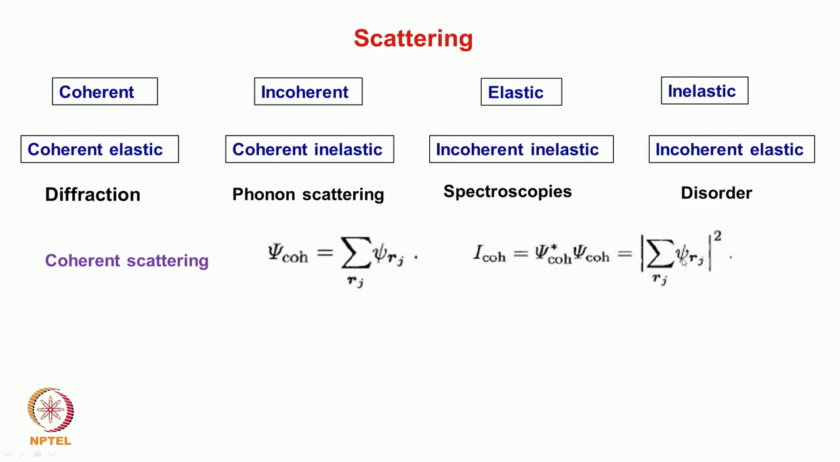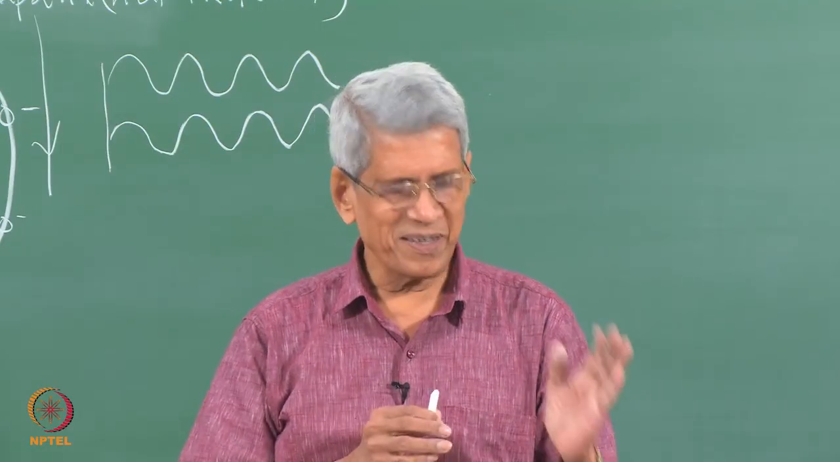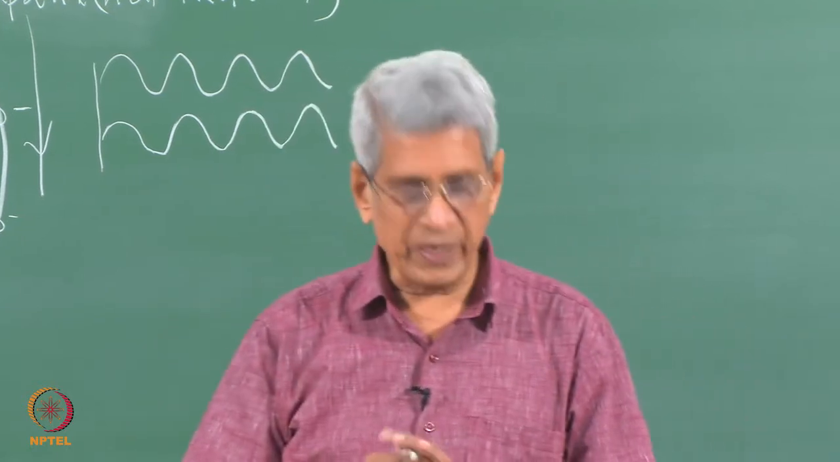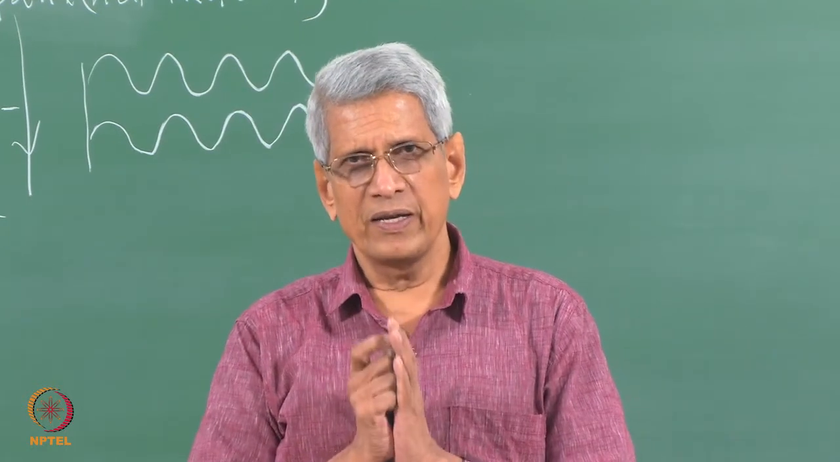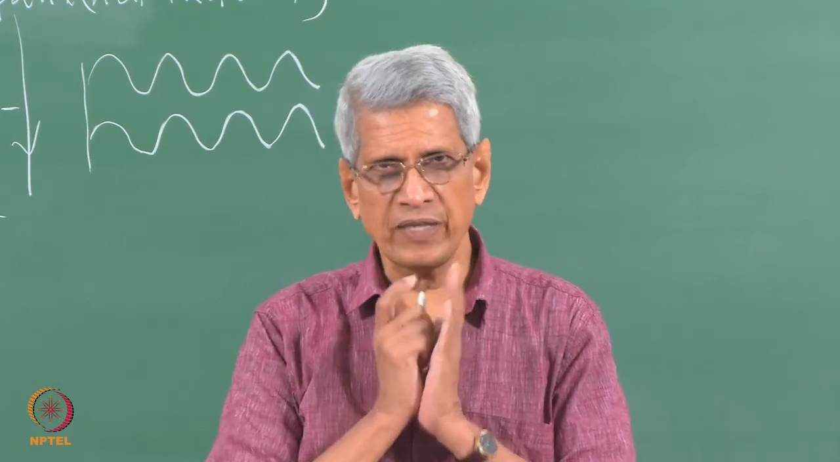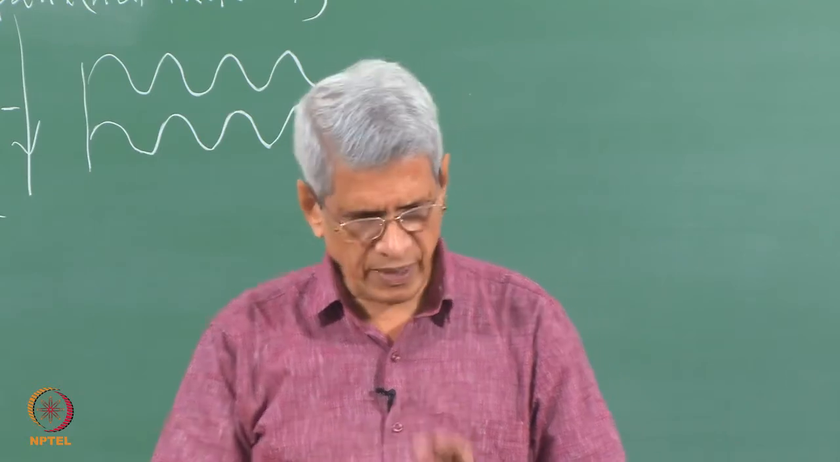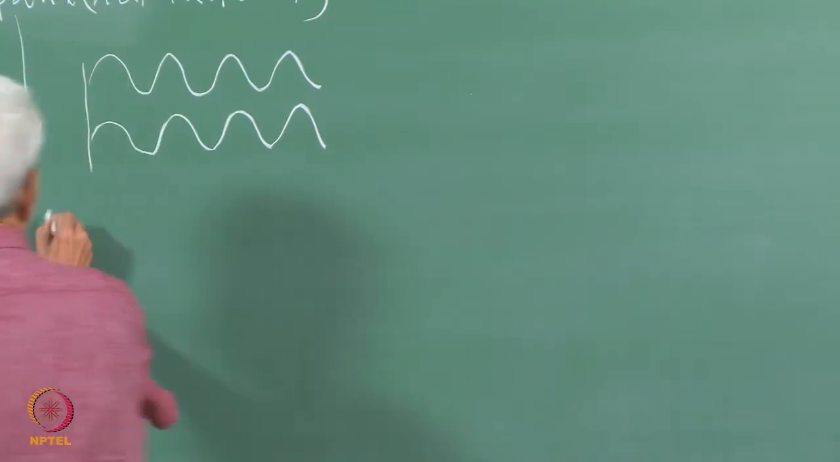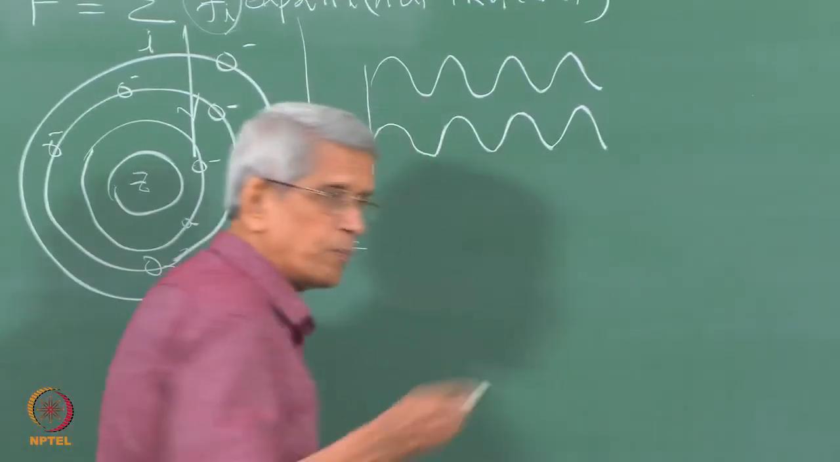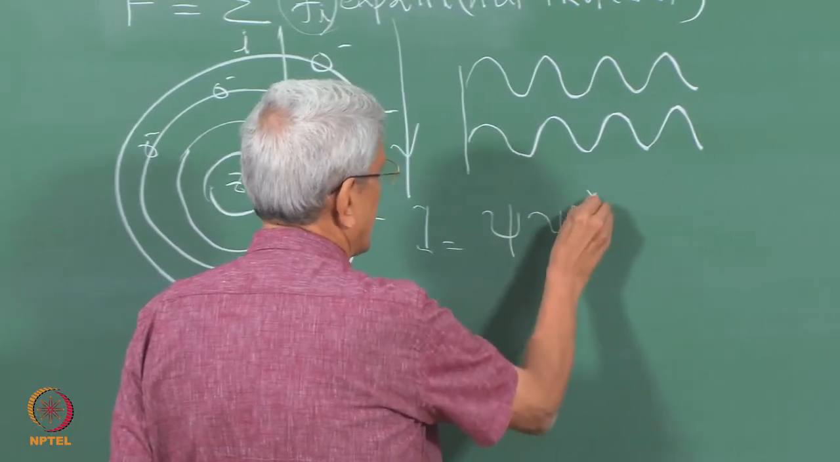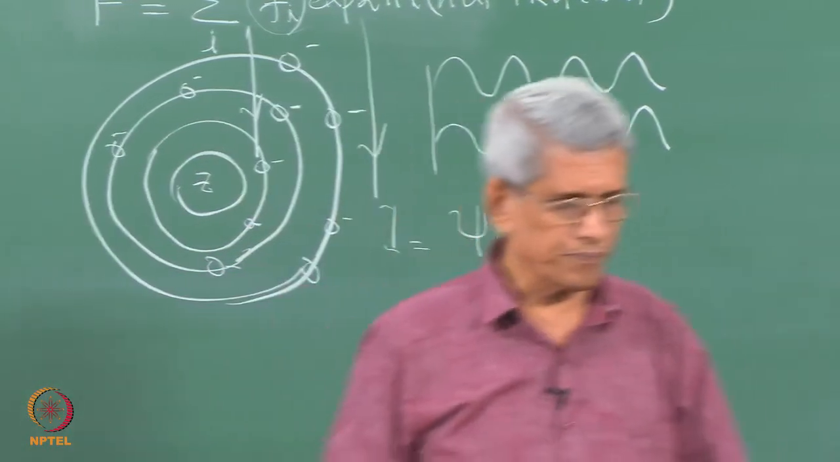Why I brought in these terminologies is because we are talking with respect to diffraction, where it is essentially a coherent elastic scattering. For a coherent scattering, what is that? If we wanted to find out, finally when we measure, it is the intensity which we measure. The intensity is nothing but, if the amplitude is written in terms of a complex term, we write it as psi star, the complex conjugate.